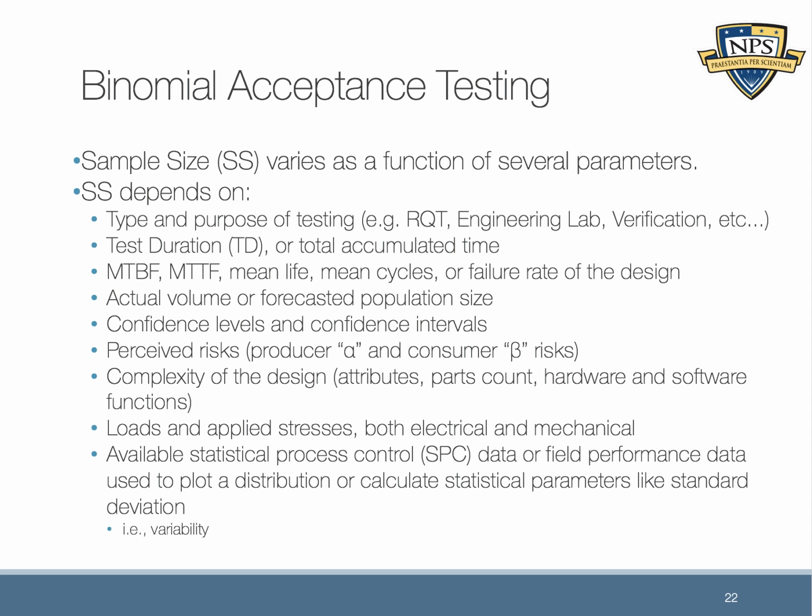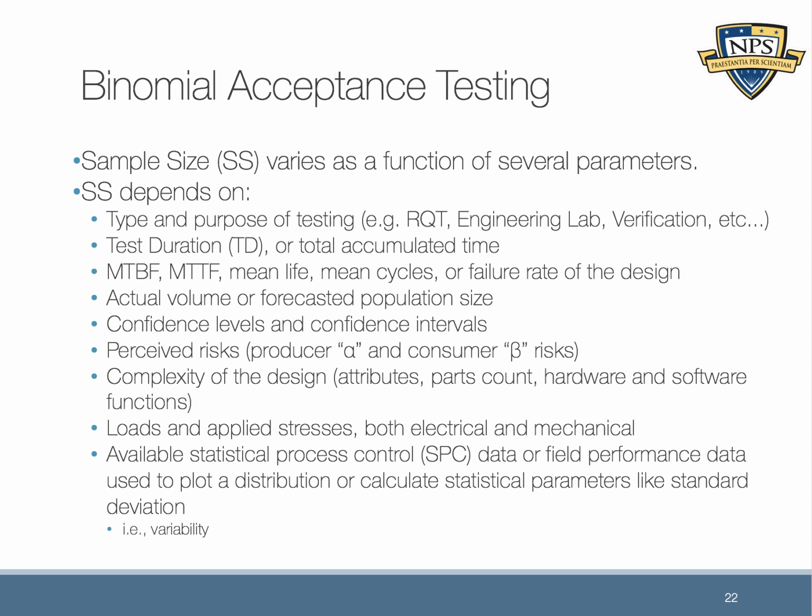The confidence level is one that is important, and I'll get to that in a minute. The confidence level actually depends on the perceived risk. So we have the producer's risk and the consumer's risk. So the producer's risk is the probability of accepting an item, so basically verifying the reliability of an item, when in fact, in reality, the reliability is lower than what you expect.